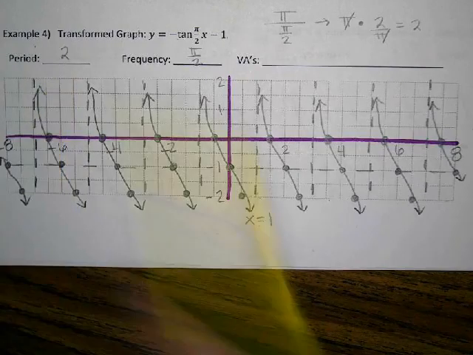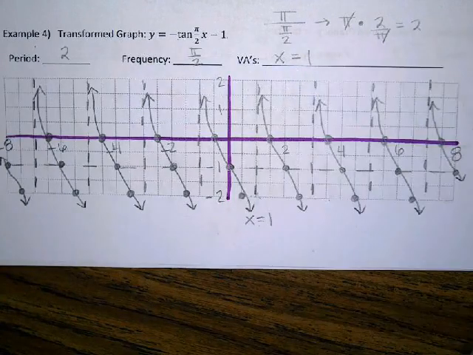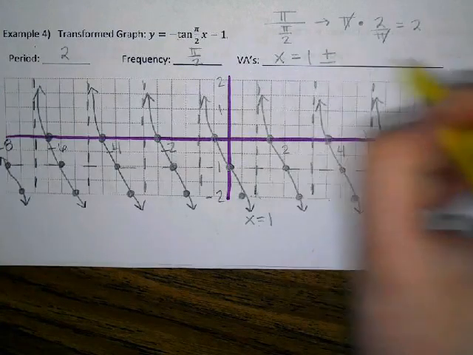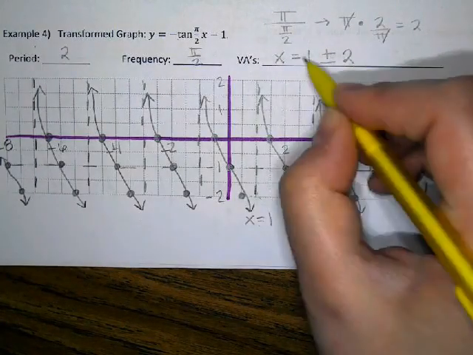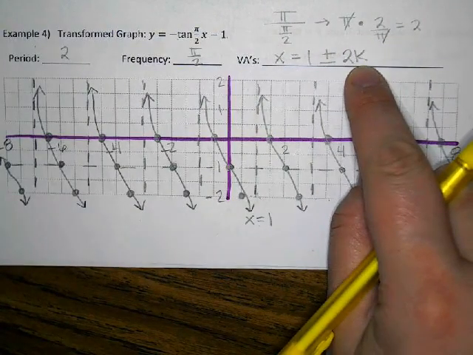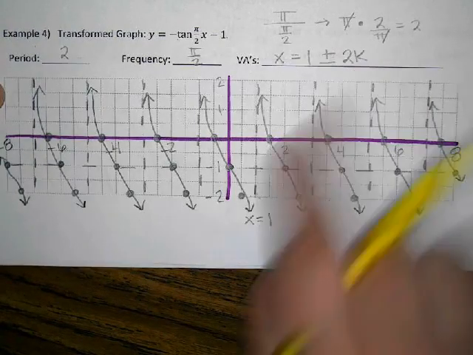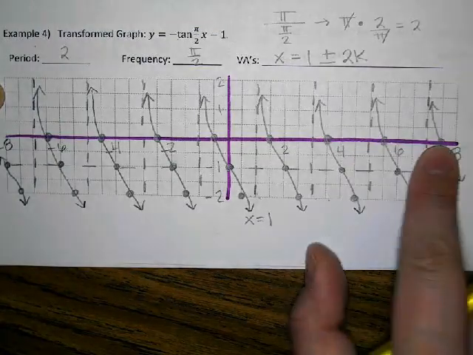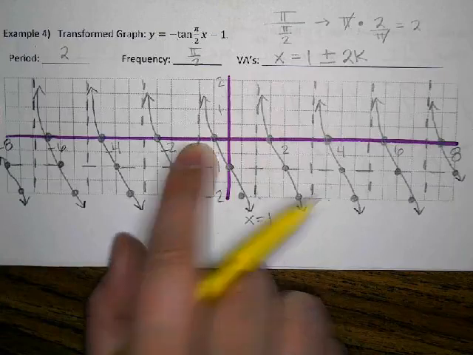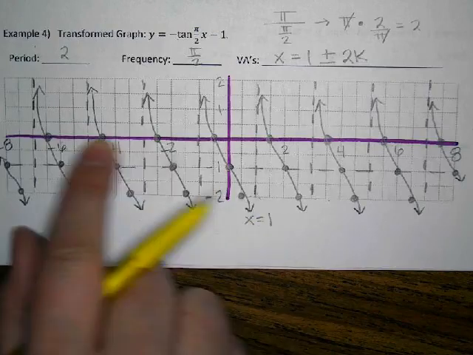So for the vertical asymptotes, we're going to say the first vertical asymptote is 1. And then if you want to find more vertical asymptotes, you're going to add or subtract the period of the graph. So I'm going to say add or subtract 2 times k. K just means add or subtract multiples of 2, and that will give you more asymptotes. So 1 plus 2 is 3, plus 2 is 5, plus 2 is 7, so that will give you more this direction. 1 minus 2 is negative 1, minus 2 is negative 3, minus 2 is negative 5, minus 2 is negative 7. That will give you more vertical asymptotes this direction.